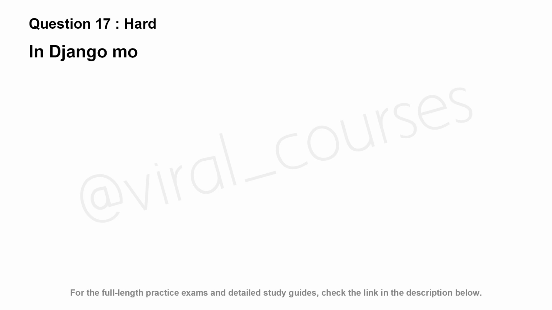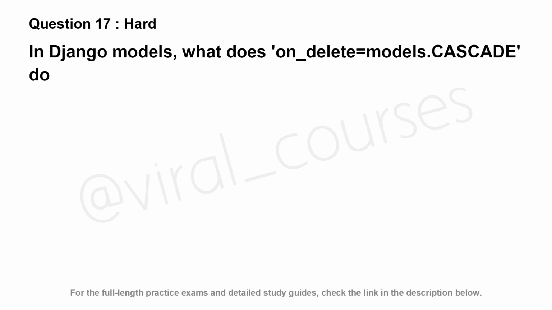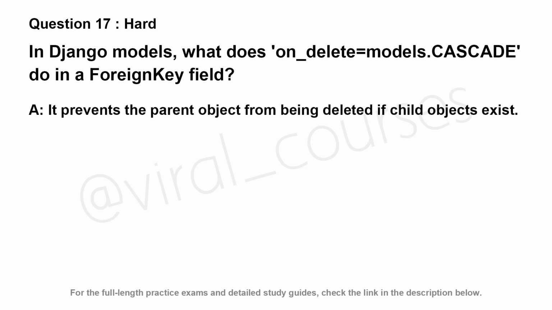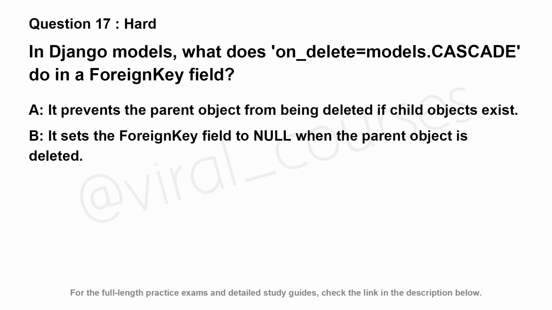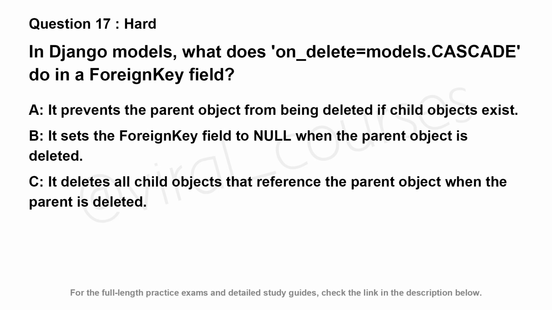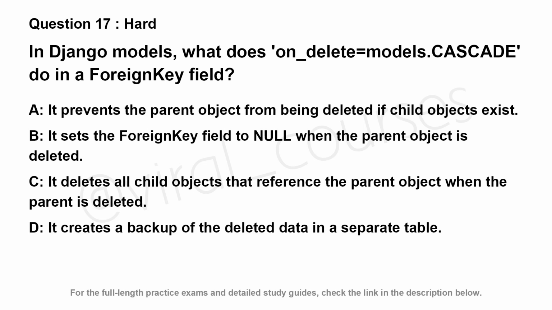In Django models, what does on_delete=models.CASCADE do in a foreign key field? Option A. It prevents the parent object from being deleted if child objects exist. Option B. It sets the foreign key field to null when the parent object is deleted. Option C. It deletes all child objects that reference the parent object when the parent is deleted. Option D. It creates a backup of the deleted data in a separate table.